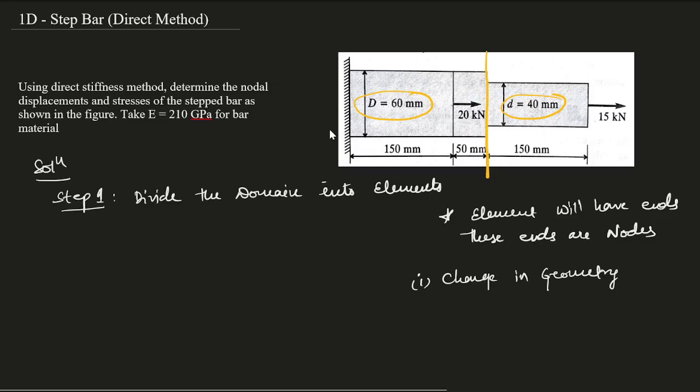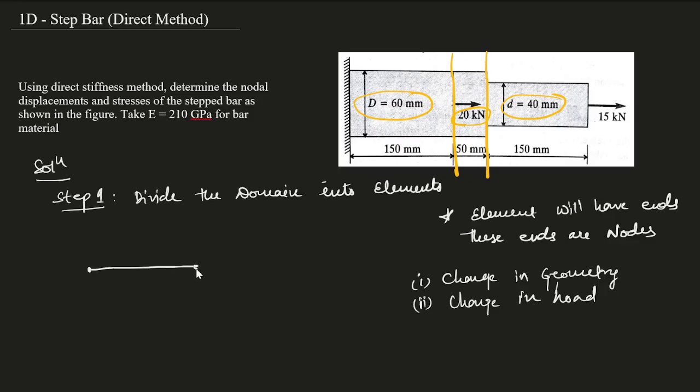There is one more rule: change in load. Whenever we have a change in load in our problem, we again have to divide. If you see, this 20 kilonewton is not applied on a node, it is applied in the element, in the 60 diameter element. So here also there is a change, so it will also be divided. With these three things, we have three elements. We can start from here.